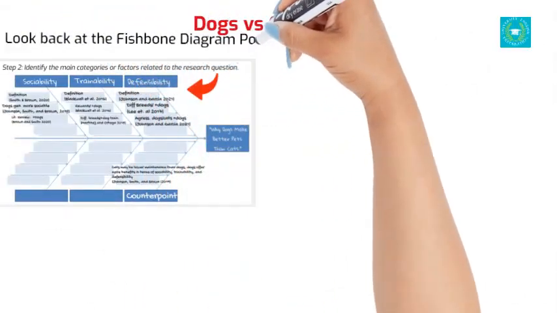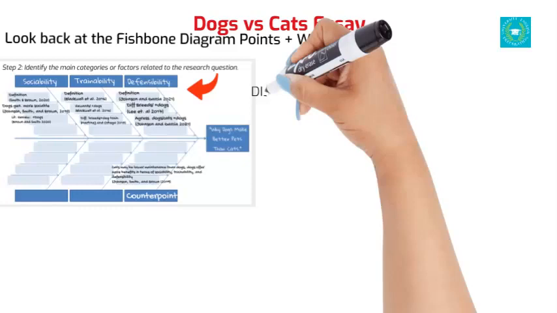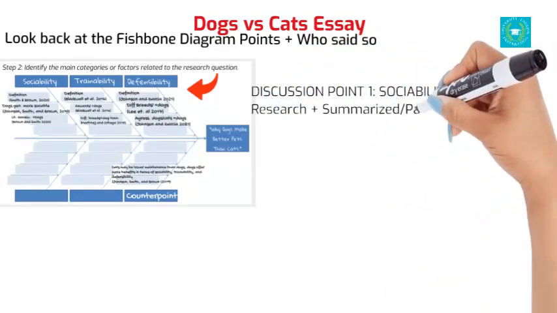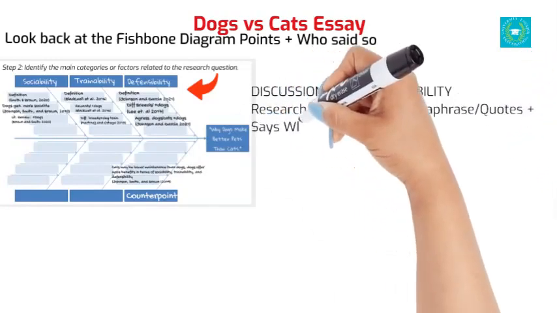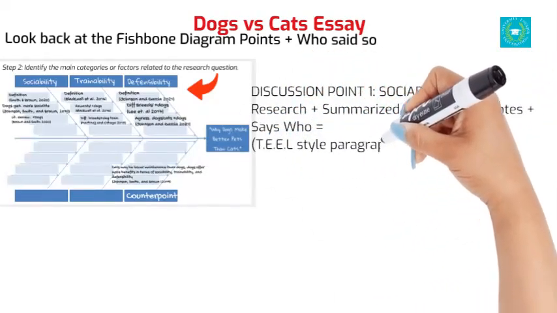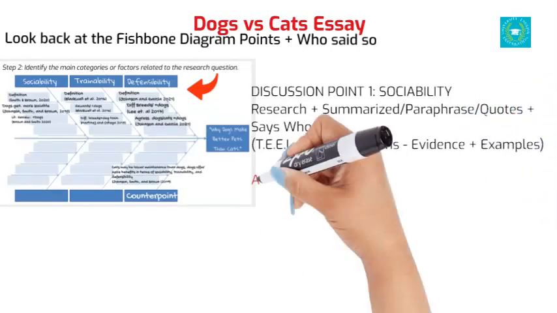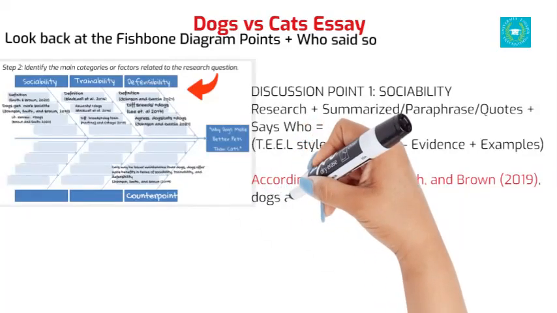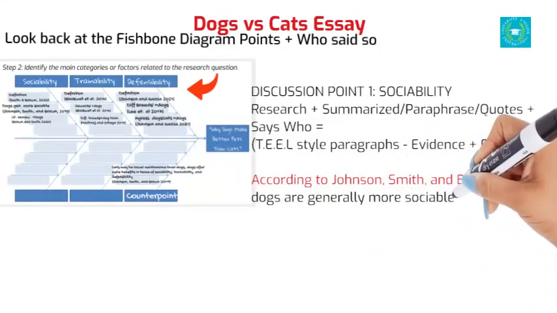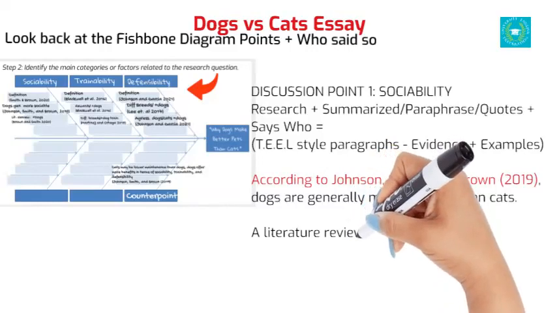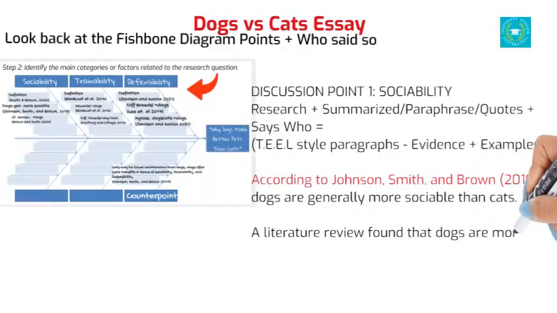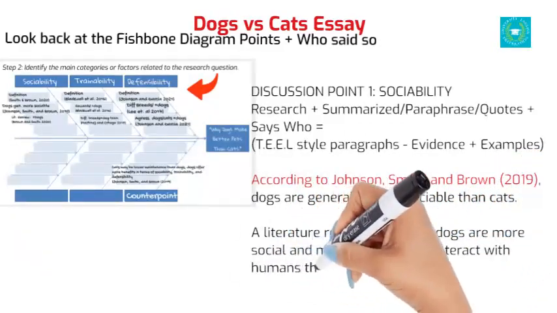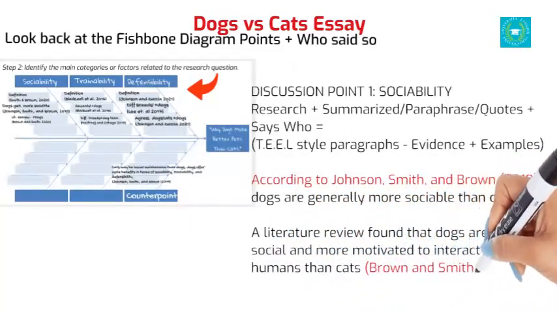If we go back to our Why Dogs Are Better Pets Than Cats fishbone diagram, we have our topic points and who said so already. Our first point is sociability. From our research that we summarized and paraphrased, in our teal paragraphs we'll write that, according to Johnson, Smith, and Brown, 2019, dogs are generally more sociable than cats. And we'll also mention from Brown and Smith's 2020 literature review, a literature review found that dogs are more social and more motivated to interact with humans than cats. Brown and Smith, 2020.